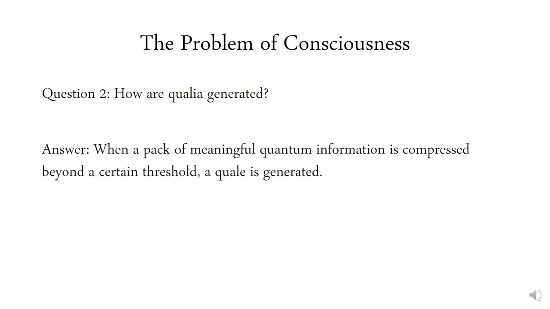This is the second question of the 4 questions that comprise the problem of consciousness. How are qualia generated? The answer is that when a pack of meaningful quantum information is compressed beyond a certain threshold, a quali is generated. This answer emphasizes the importance of information compression in the emergence of consciousness.